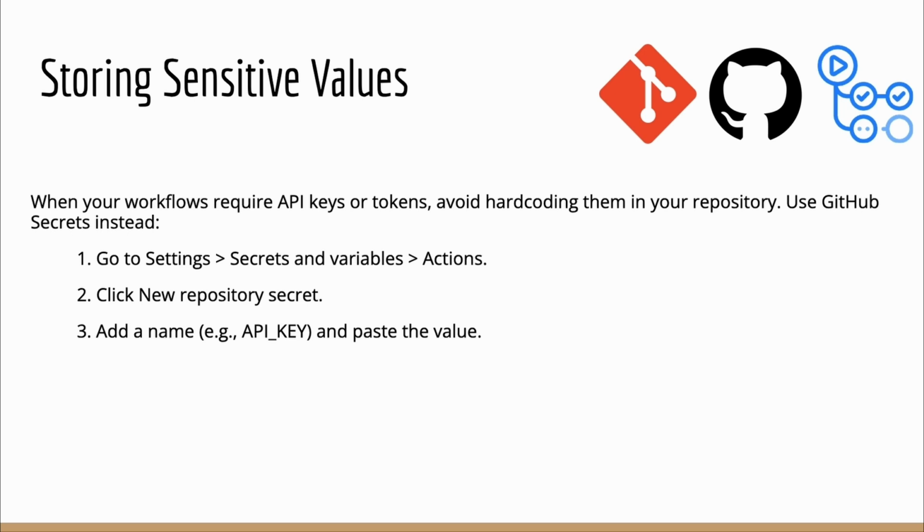And then you click on new repository secret. You give it a name. Usually this name is defined in capitals, doesn't have to be. And then you add the value in the block. Once you save it, you cannot see that value again. That is so that it isn't possible for anybody to see the value.